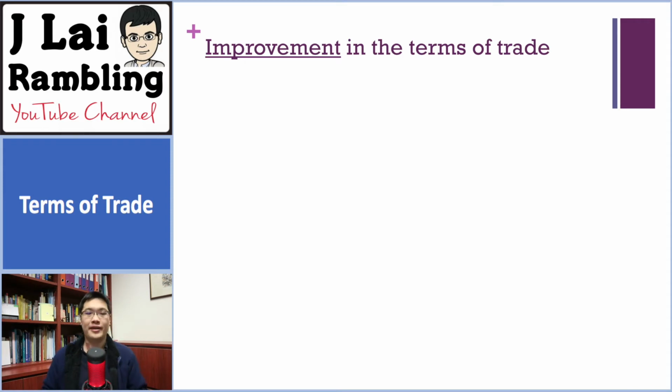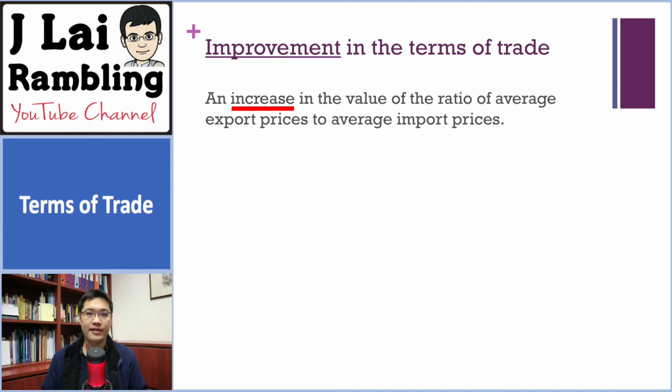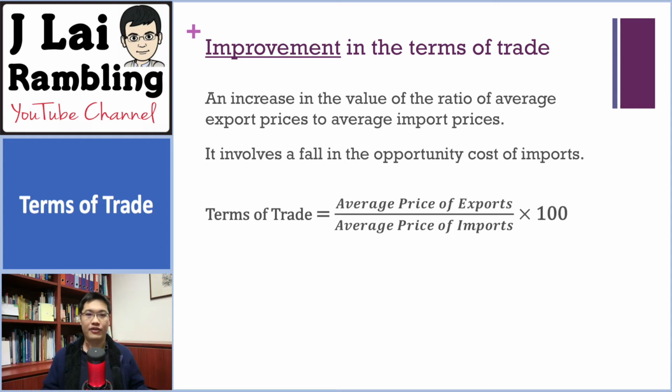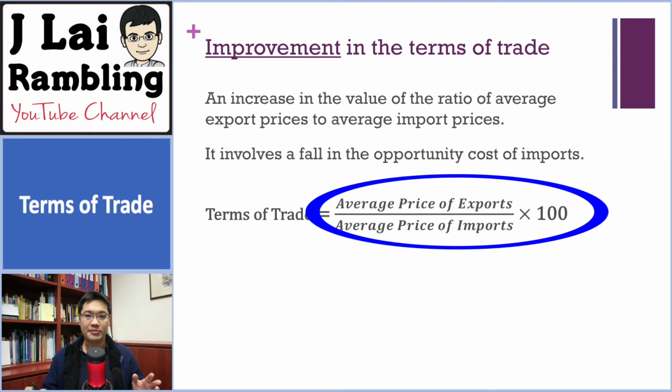What does an improvement in the terms of trade mean? Okay, well, this is an increase in the value of the ratio of average export prices to the average import prices. And it involves a fall in the opportunity cost of imports. Now, the way you think about this, if you look at the equation here for the terms of trade, okay, it is the average price of exports over the average price of imports.